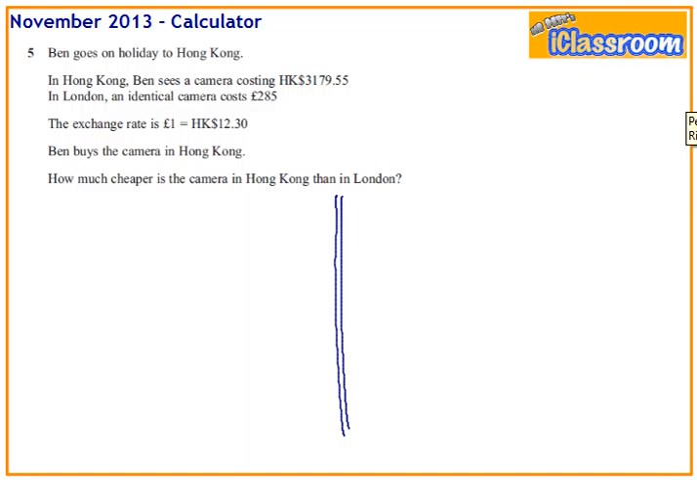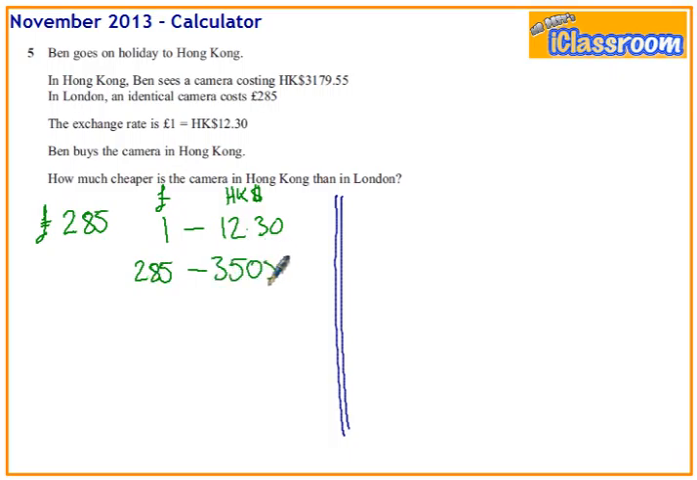Okay, so let's start with the fact that the camera costs £285. Now I know that £1 is worth $12.30. So I could head this up. Well, if £1 is worth $12.30, if I multiply that by 285, I find out what 285 pounds is worth in dollars. Now doing that gives me 3,505.50.